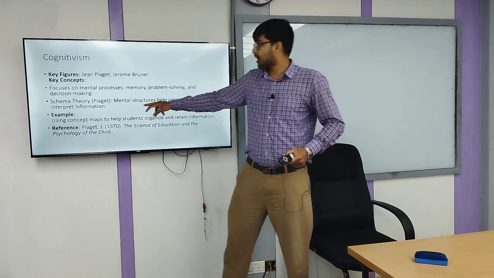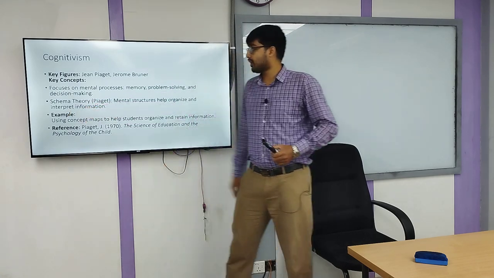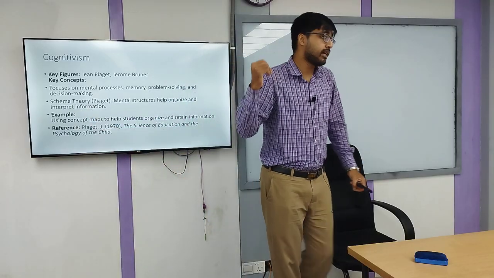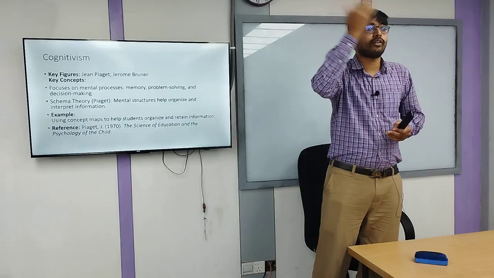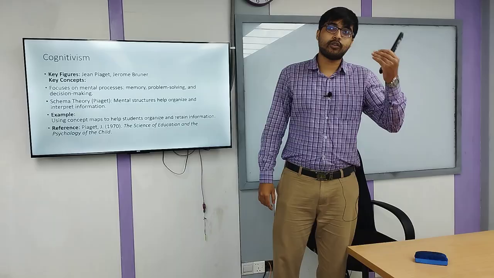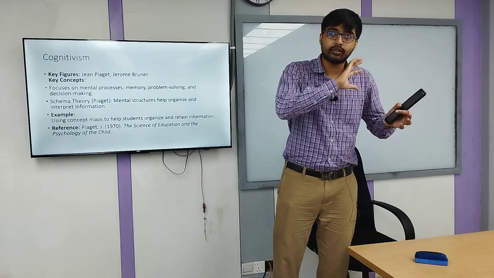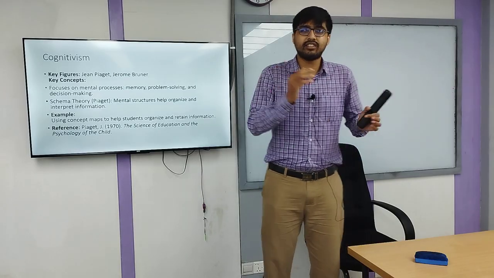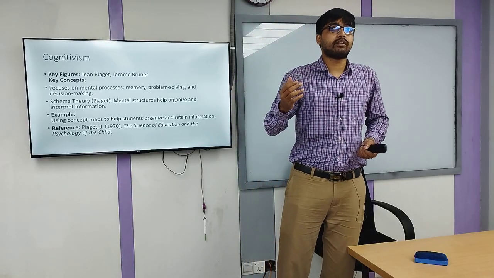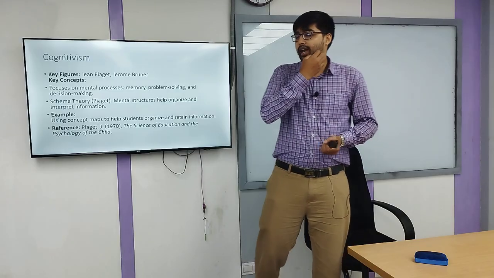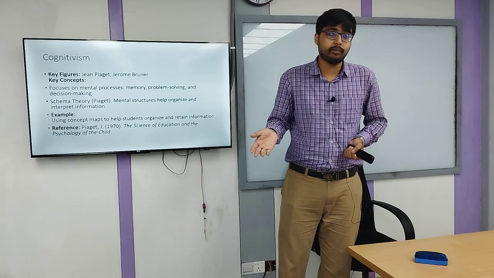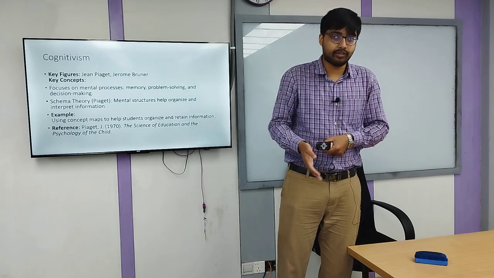Okay, the schema theory, Piaget's another theory. Mental structures help organize and interpret information. We know that in our brain there's a left lobe and a right lobe. In our left lobe we do some creative things, the arts, culture. And in our right lobe, scientists have said, we do mathematical equations, decision making, and many other things in real life scenarios.